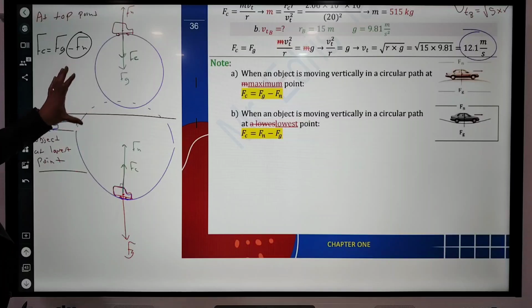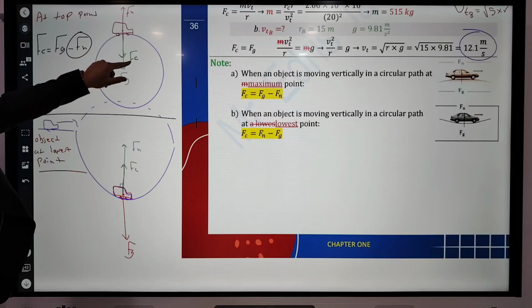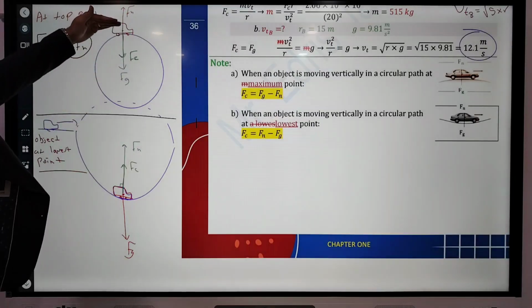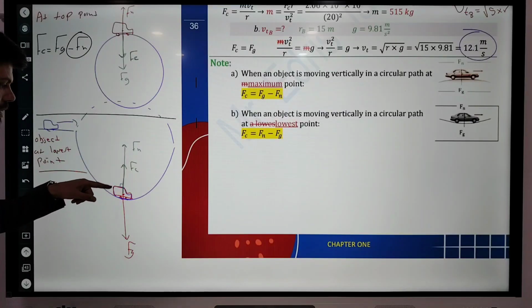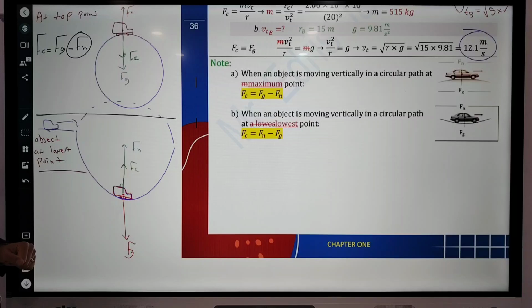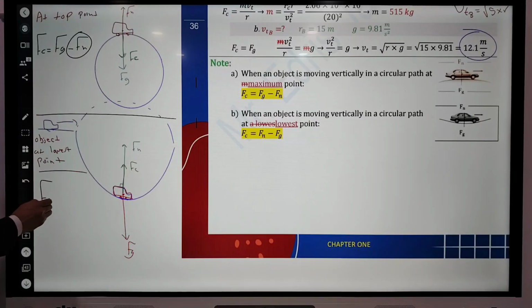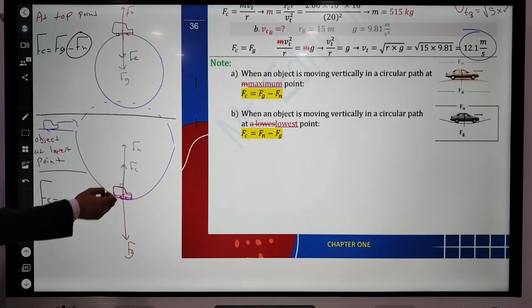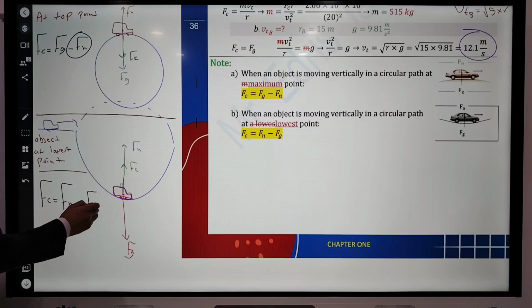The main difference is that when the object is at the top of the circle, the gravitational force has the same direction as the centripetal force. But when the object is at the lowest point of the hill, the normal force has the same direction as the centripetal force. So how can you determine Fc? Which force has the same direction as Fc? Fn. So that is why you have to take Fn as positive, and Fg in that case is negative.